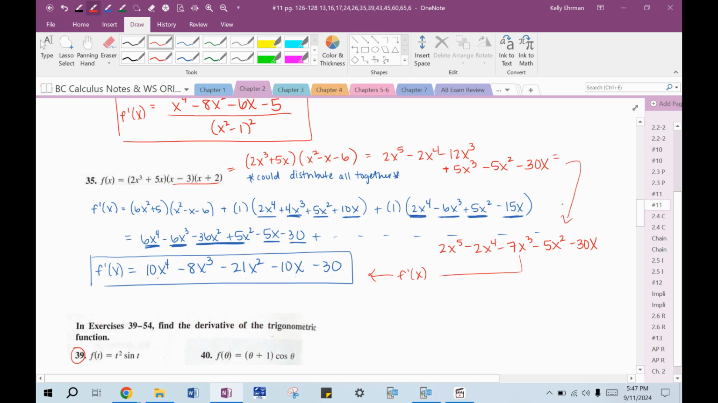FOIL it, power rule, and then get the answer. And I did that on the very first problem too. I distributed, power rule, and carried on. And it's almost always going to be easier when everything's a polynomial.